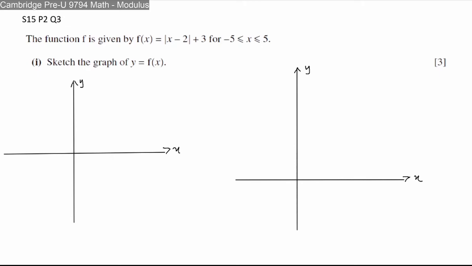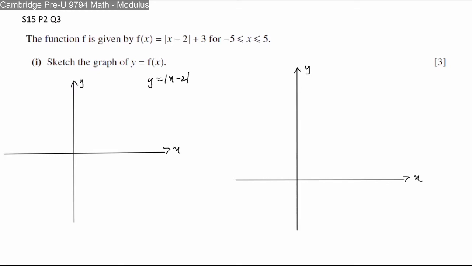The third question here is we have the function f(x) equal to the modulus of x minus 2, plus 3, when x is in between negative 5 to 5 inclusive. We need to sketch the graph for y equal to f(x). How we do this is first let's consider the graph for x minus 2 when we have a modulus to it.